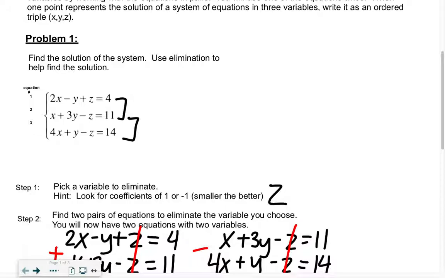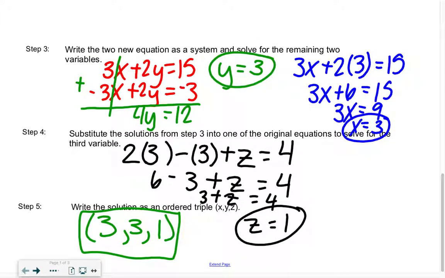So it should work here, right? 6 minus 3 plus 1 is 4? Yeah. 3 plus 3 times 3 is 9. So 3 plus 9 is 12. Minus 1, 11. So it works here. 4 times 3, 12, plus 3 is 15. 15 minus 1, 14. Are we geniuses? No. Okay, so 3, 3, 1 is for sure our answer.